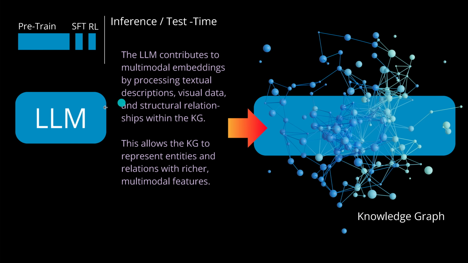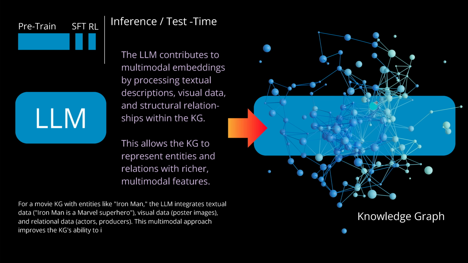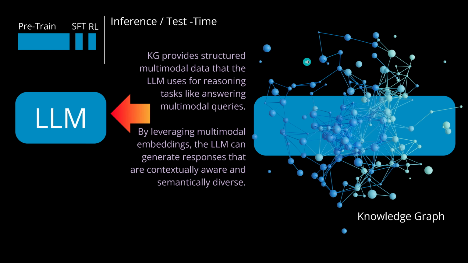Let me show you the interaction between the LLM and the second paper on a knowledge graph optimization together with an LLM. So the LLM contributes to the multimodal embeddings by processing the textual description, processing all the visual data and the structural information within the knowledge graph. And this allows the knowledge graph to represent entities in a relation now with richer, more information by our multimodal features. There's a simple example, but it's also the other way around, no?